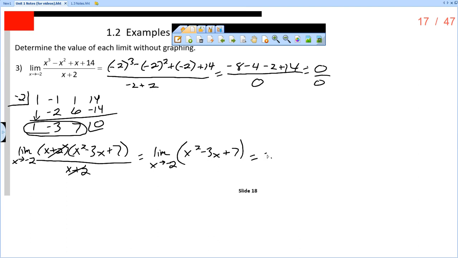So then I'm going to reevaluate with negative 2. So I get negative 2 squared minus 3 times negative 2 plus 7. All right, so negative 2 squared, 4 plus 6 plus 7. So 10 plus 7, 17. So 17 is my answer.